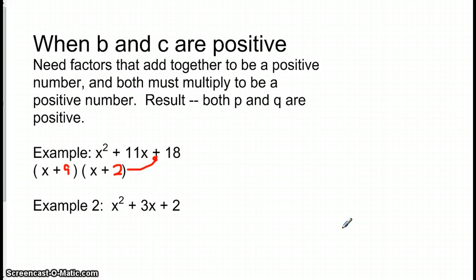In the second example, x squared plus 3x plus 2, again, both the 3x and the 2 are positive, so we know in both factors there's going to be a positive. So we can start out just writing the parentheses and the x terms with the plus signs. Then you can worry about the factors. We need two numbers that multiply together to be 2, but add together to be 3. That would be 2 and 1.